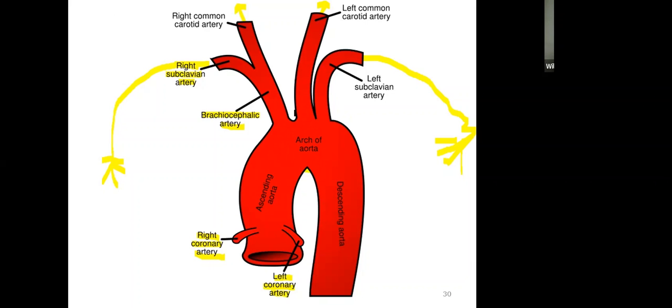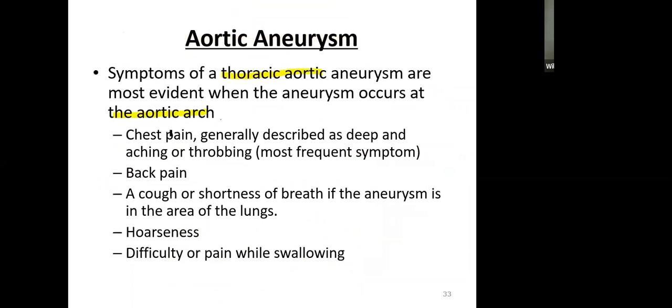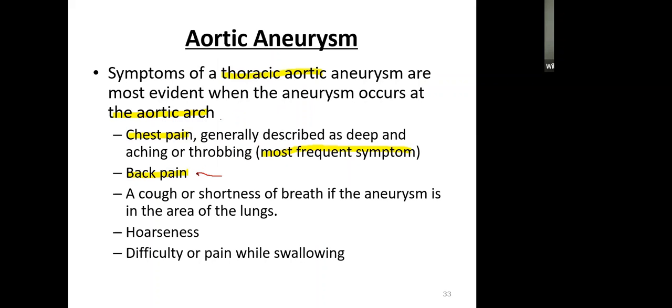And as you can imagine, it's not really surprising that we get a lot of symptoms when you think about what's coming off the aortic arch: the brachiocephalic, left common carotid, and left subclavian artery, all coming directly off it. So chest pain, generally described as deep and aching or throbbing, is the most frequent symptom found with this. The patient can experience back pain. I'm going to highlight this one for you. This is really relevant to you as an osteopath as well, because how many patients come to see an osteopath for back pain?